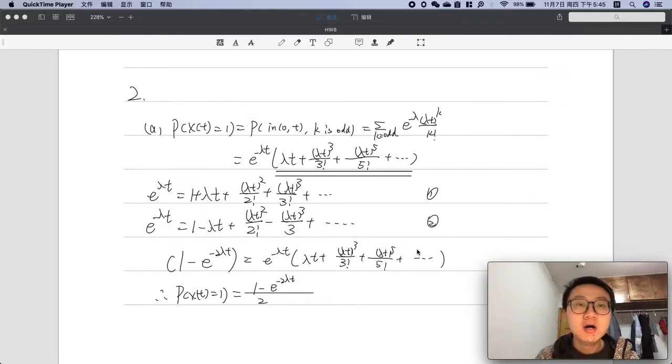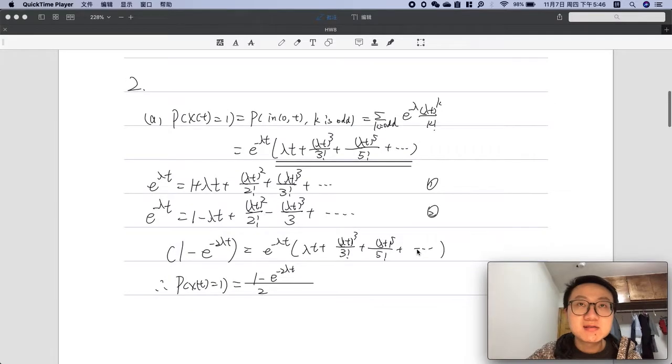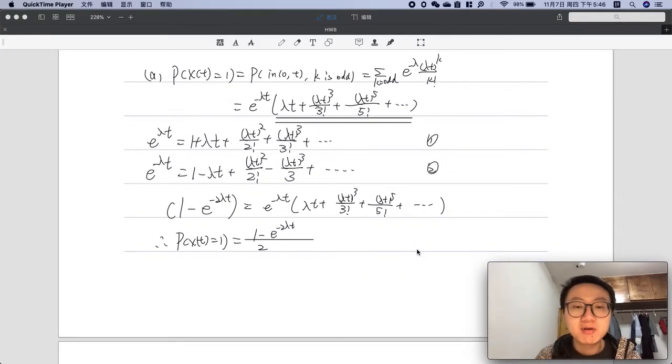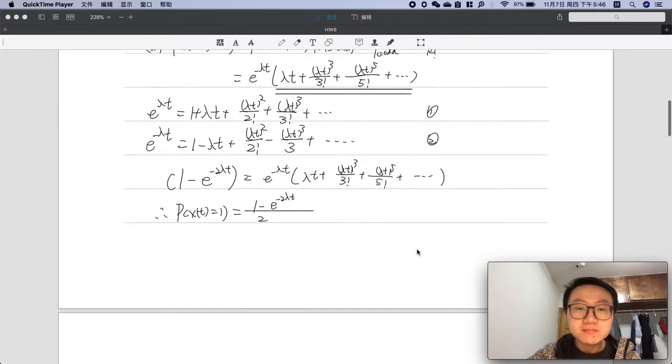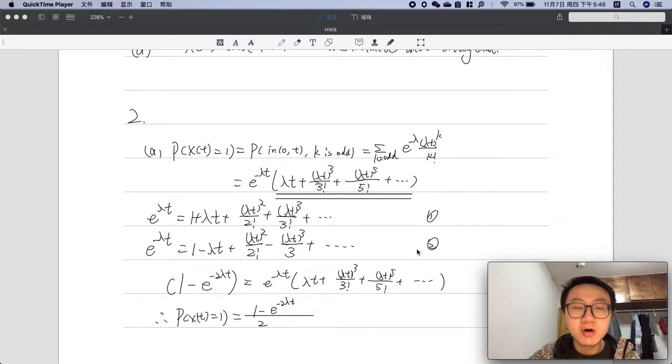The second question: we are given a Poisson process with parameter lambda, where the probability that the number of random points arrived between T1 and T2 equals k is given by the regular Poisson process format with the two variables T2 and T1. We also have the image of the whole process. The first question is to find the probability that X(t) is equal to 1.